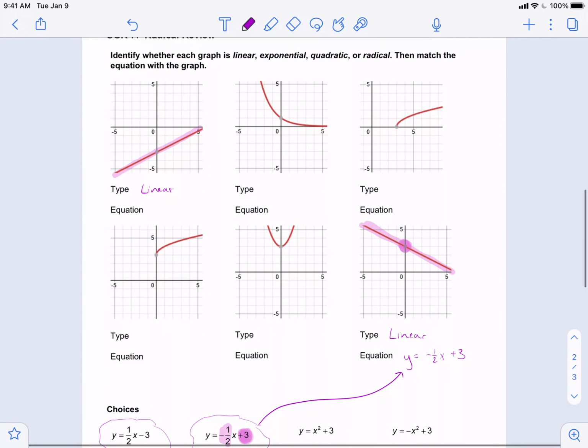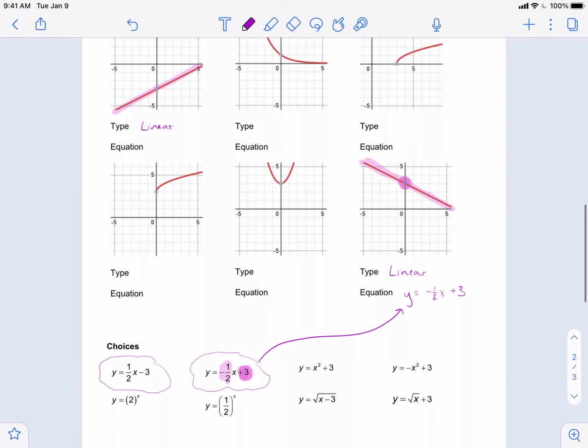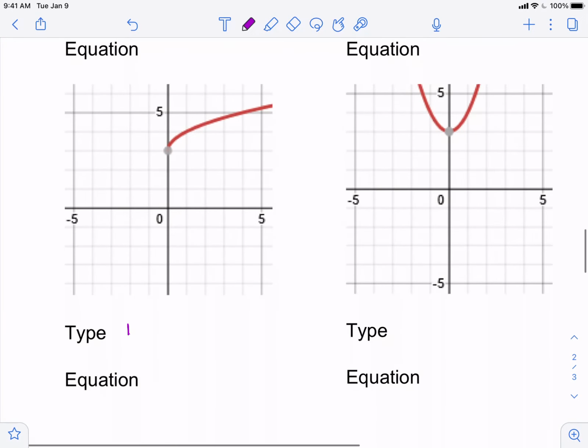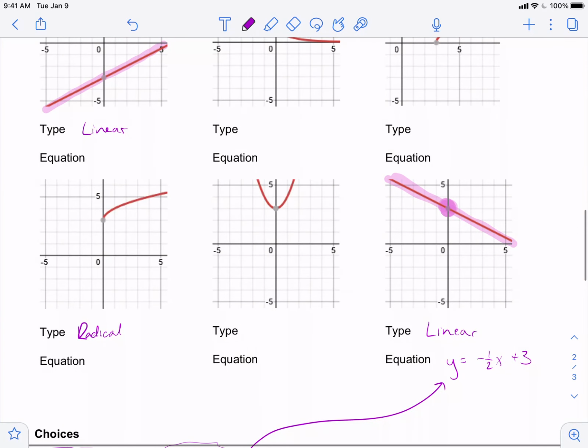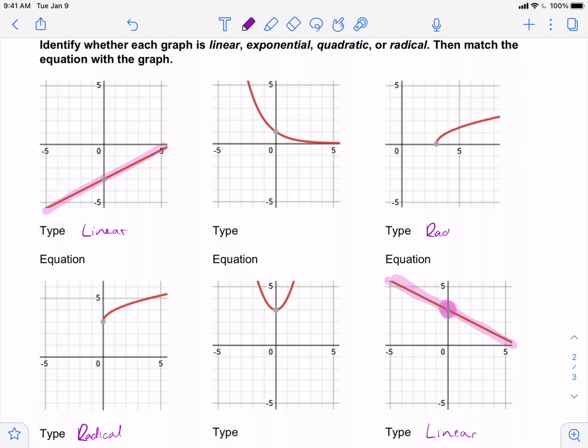Now, looking at some of our other ones here, I'm going to leave some of the review work for you to go back and work on your own. But we do have a couple of square root ones we can talk about. So obviously this is a radical equation. This is what this whole chapter is about. And actually so is this one up here.